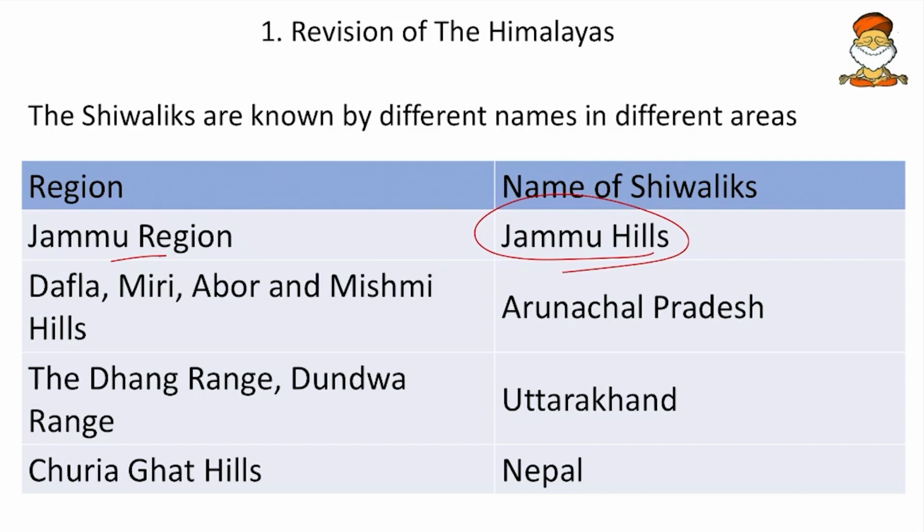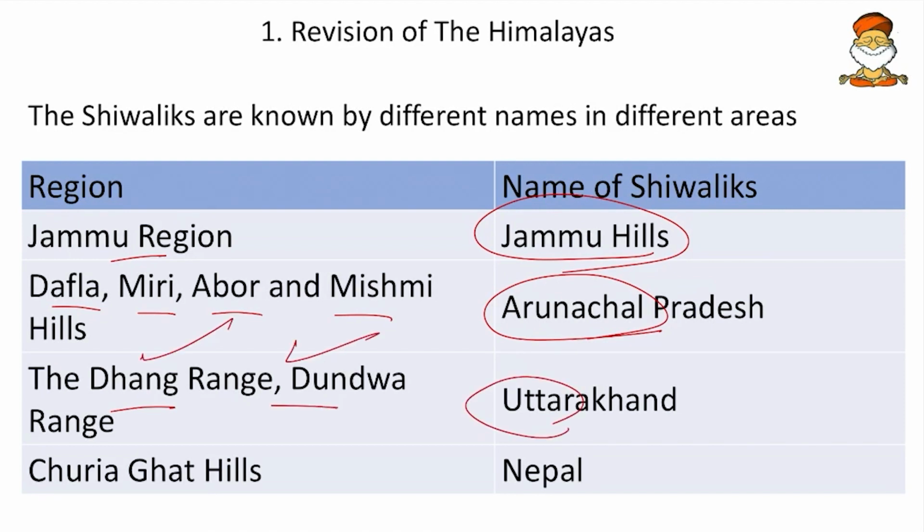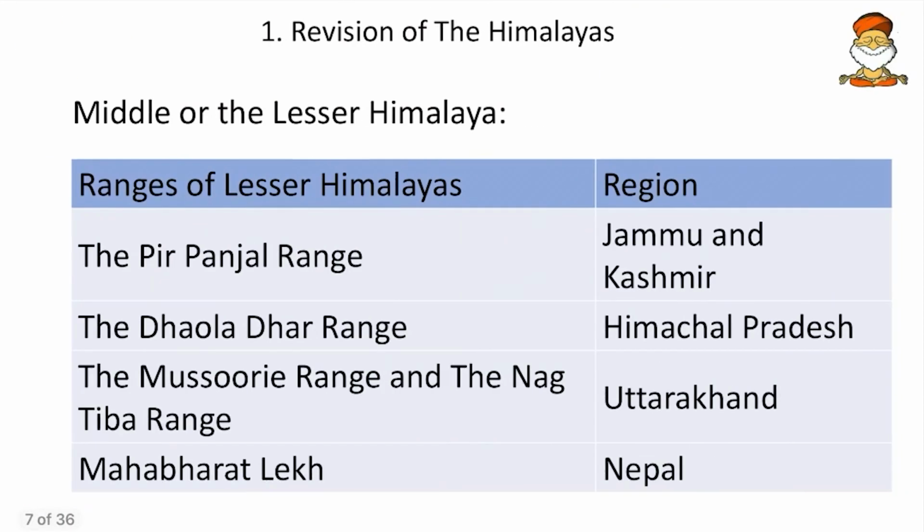Then in the northeast we have Dafla Hills, Miri Hills, Abor and Mishmi Hills. They come under Arunachal Pradesh. And then the Dhang range and then Dundwa range. These are present in Uttarakhand. So remember the Dhang range and Dundwa range. These are in the Shivaliks. And then Churia Ghat Hills in Nepal. So we have to remember this one, though it is not that famous. Then come to next, middle or the Lesser Himalayas.